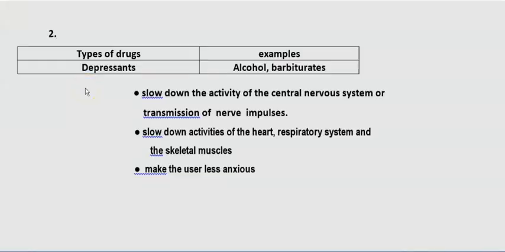Now we look at the depressant type of drugs. Examples are alcohol and barbiturates. They slow down the activity of the central nervous system or the transmission of nerve impulses. They slow down the activities of the heart, respiratory system and skeletal muscles, and make the user less anxious.